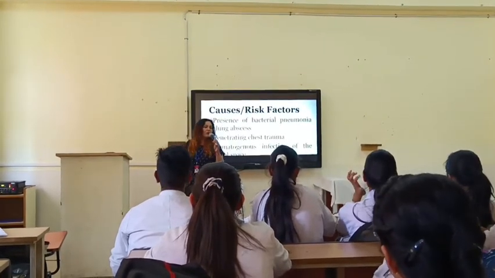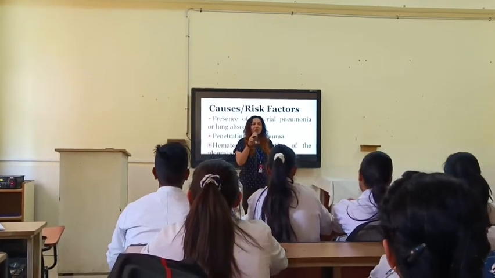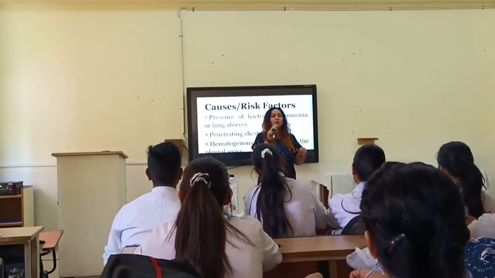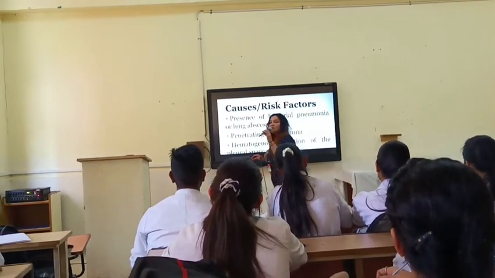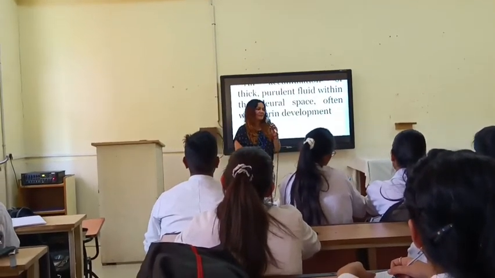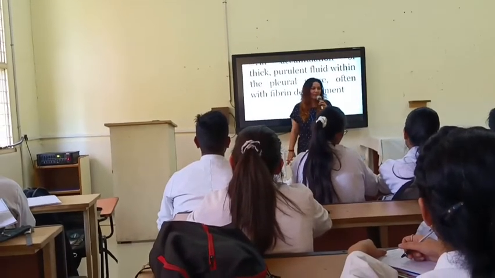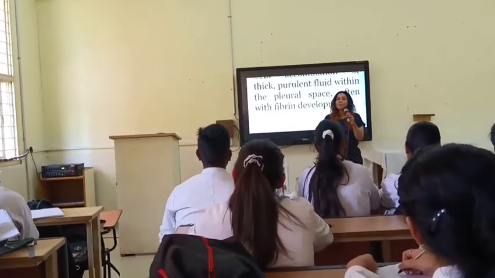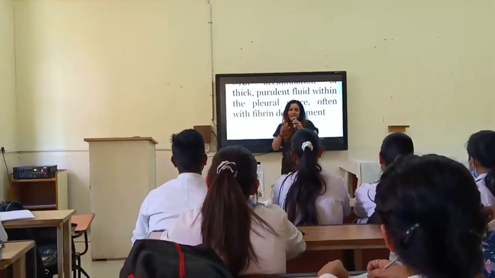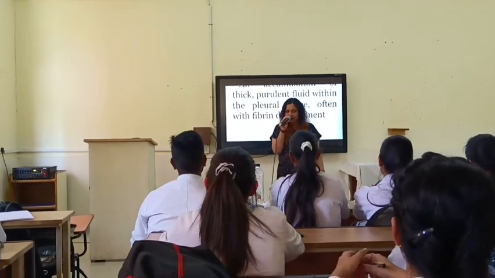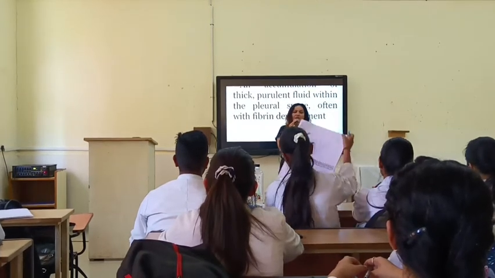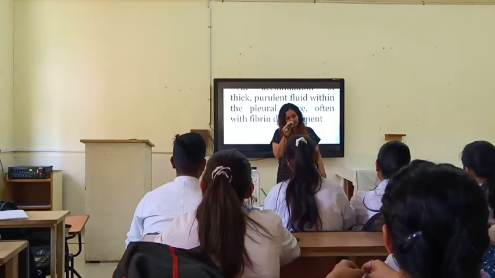Now, before coming on to the clinical features, let's talk about the causes. What could be the reason? What could be the causes of pus accumulation in the pleural cavity? Anyone? Just think. Infection. Infection could be a viral infection and it could be a bacterial infection. Any infection can travel up to the pleural cavity and cause accumulation of pus over there.